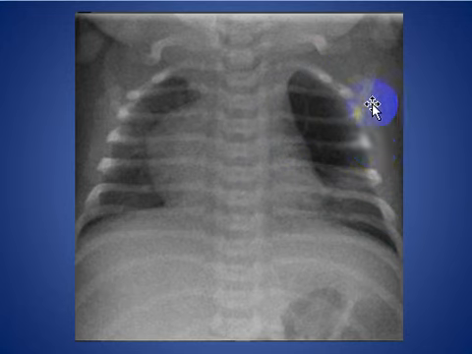Here, as we see, the common site for congenital lobar overinflation, previously called congenital lobar emphysema. So this is a classic example of congenital lobar overinflation, previously called congenital lobar emphysema.